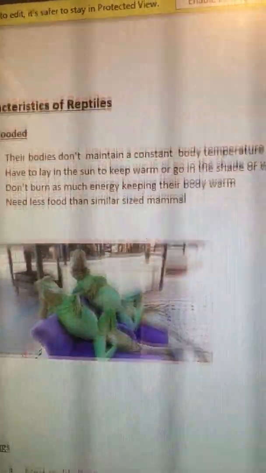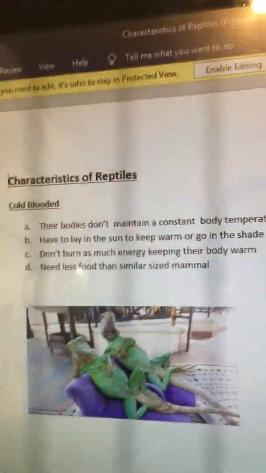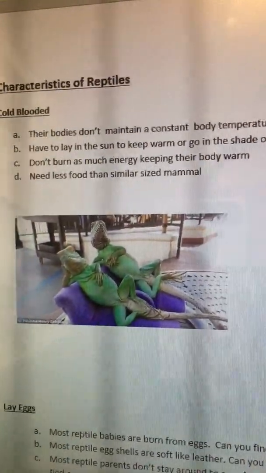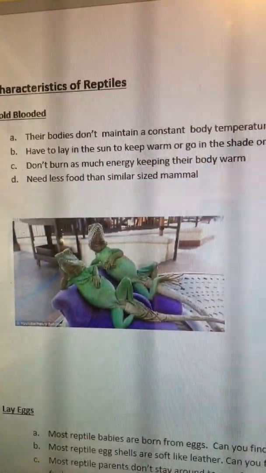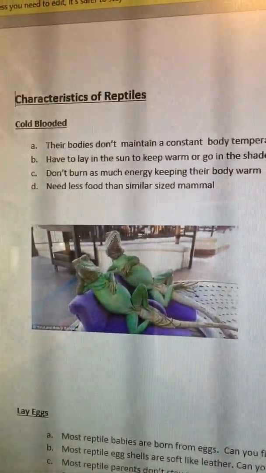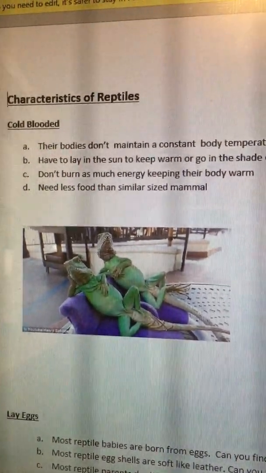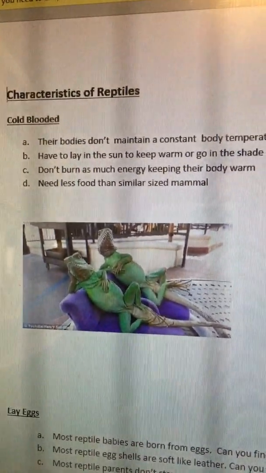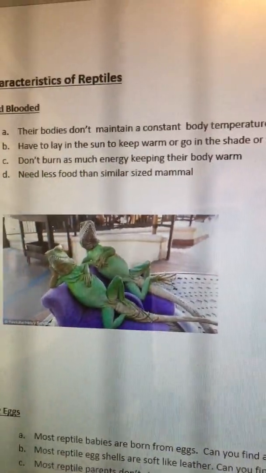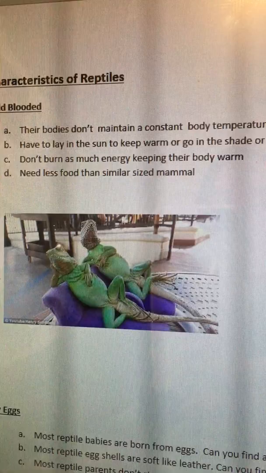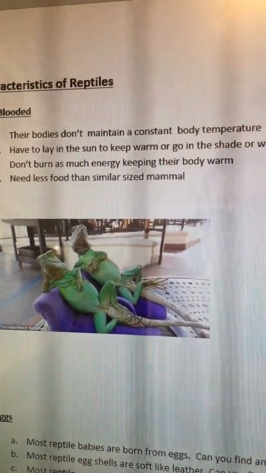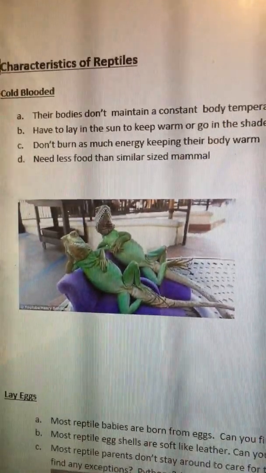Oh, okay, back up now. This is a funny picture. It's just a goofy picture someone made of some lizards laying in the sun at some resort. So the big difference between reptiles and the birds and mammals we talked about so far is that they're cold-blooded. That means their bodies don't maintain a constant body temperature. So how do they get warm? And how do they cool off? Well, they have to lay in the sun. Or if they get too hot, they have to go in the shade or in the water.